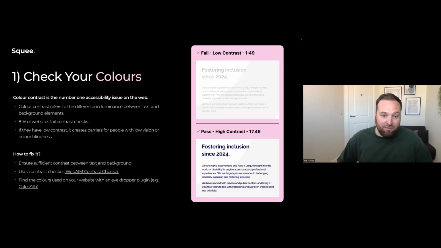And in the bottom version, we've increased that contrast ratio to 17.46, which passes with flying colors, and hopefully you should be able to read that. So long story short, if it fails, just choose a color from your contrast checker which has got better contrast and update it in your website builder, or alternatively speak to your developer.